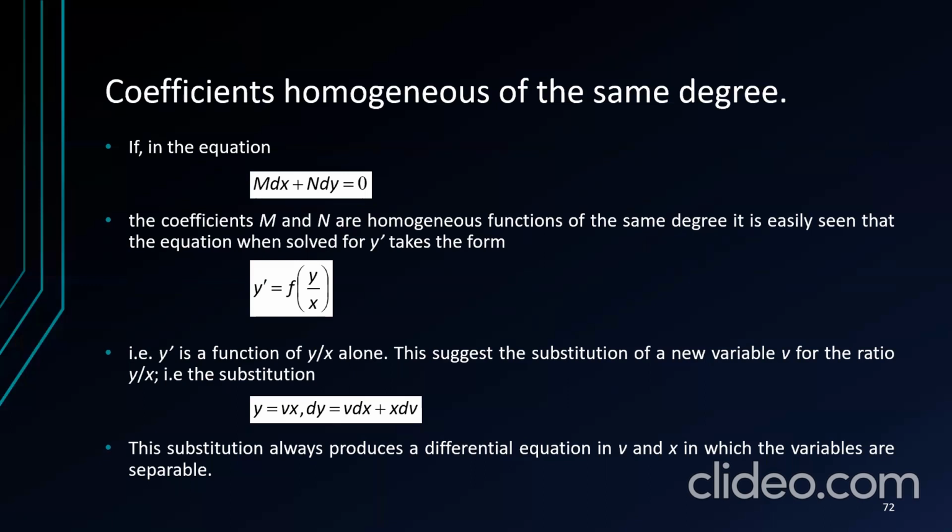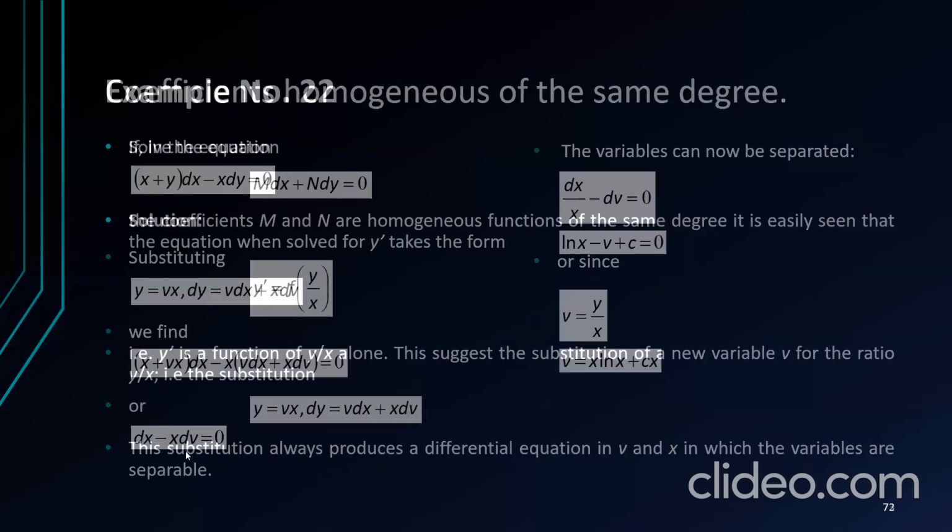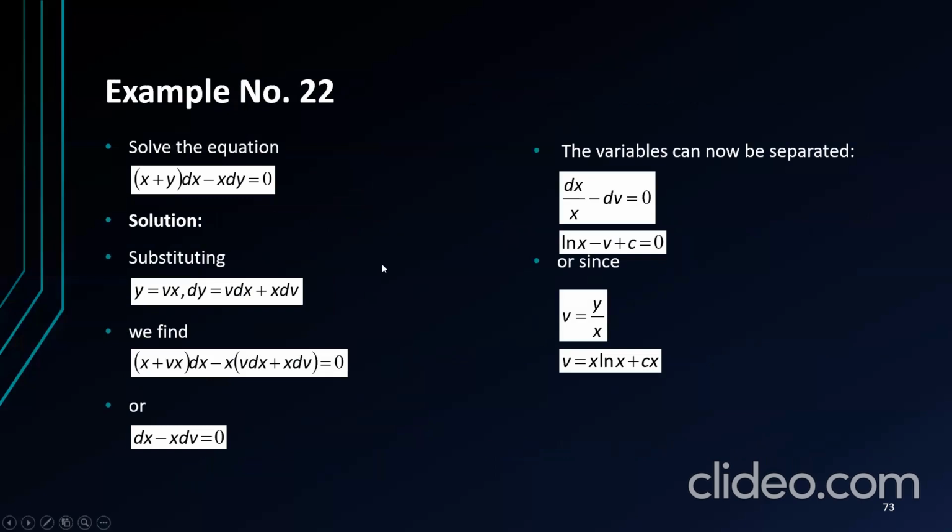This suggests the substitution of a new variable v for the ratio y over x. So then the substitution y is equal to vx, dy is equal to v dx plus x dv. This substitution always produces a differential equation in v and x in which the variables are separable. Okay? Yung topic to sa differential equation yun, di ba?